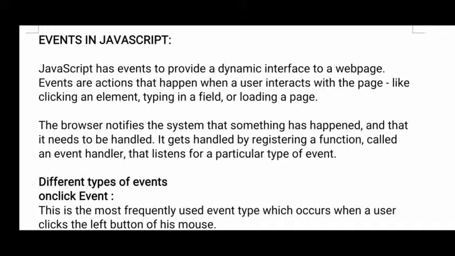Now let's see the definition. JavaScript has events to provide dynamic features. If the user wants to perform anything, that is the dynamic feature. If the user is doing anything on the browser window, that is possible by using an event. So events are actions that happen when the user interacts with the page.